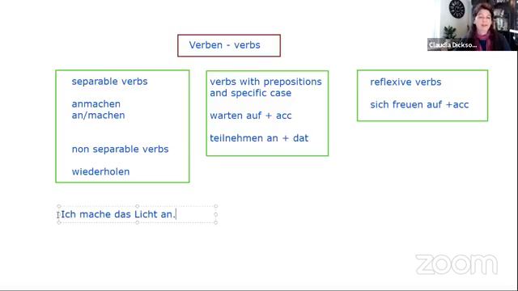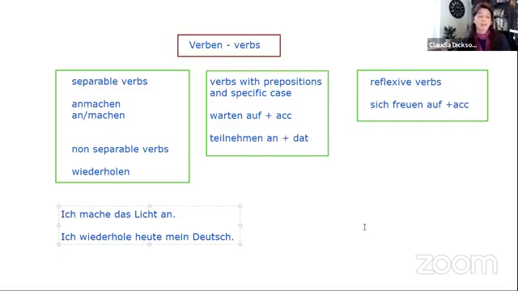Also be aware that some verbs that look separable, like wiederholen, to repeat, are not separable. So I could say, ich wiederhole heute mein Deutsch, zum Beispiel. So ich wiederhole heute mein Deutsch. So there, wiederholen is not a separable verb.